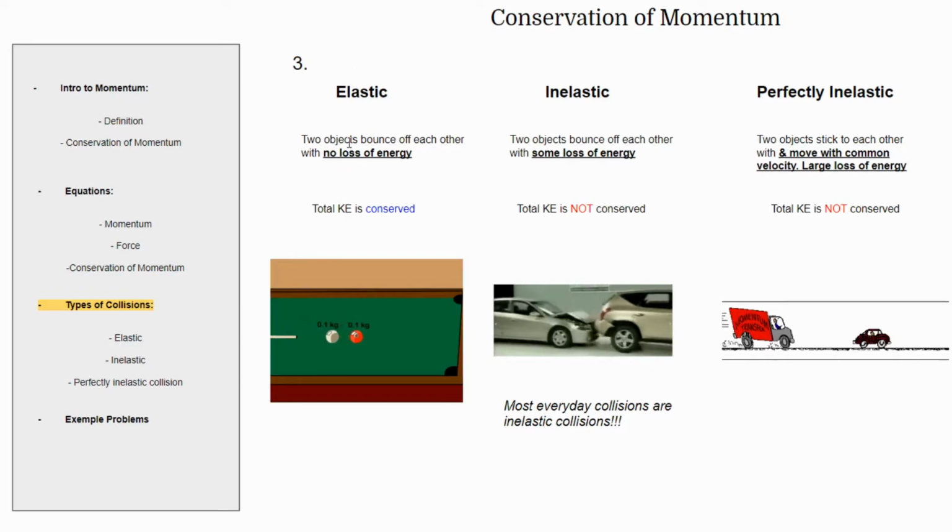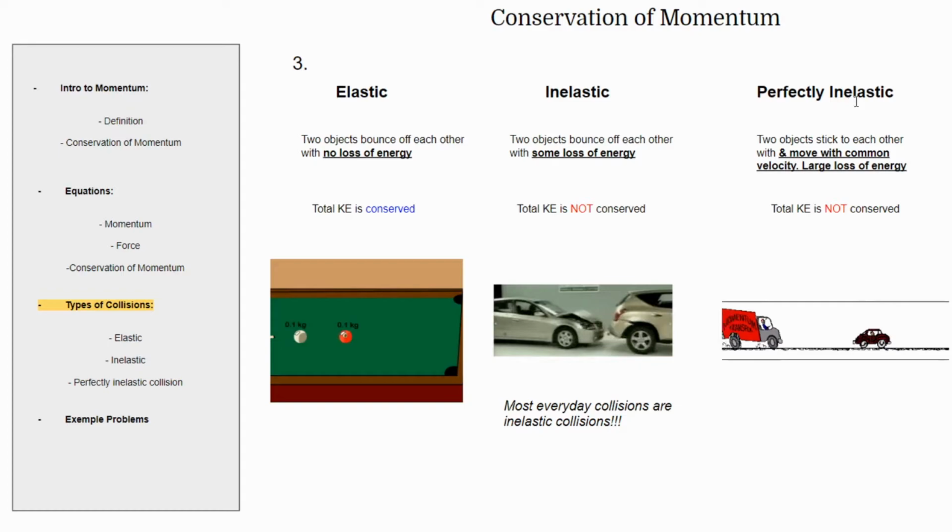Elastic collisions are ones in which two objects bounce off each other with no loss of energy. A great example of this is pool. One ball collides with the other, and the total kinetic energy is conserved. Inelastic collisions are ones in which two objects bounce off each other with some loss of energy. The energy can, for example, dissipate to heat. Therefore, total kinetic energy is not conserved. A great example of an inelastic collision is a car crash. Note that most everyday collisions are inelastic collisions.